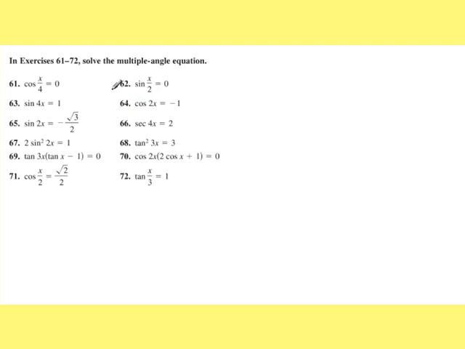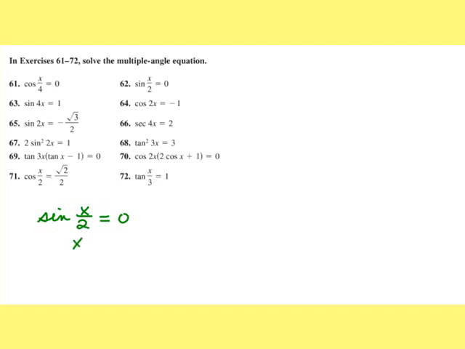Now we want to solve multiple angle equations. So to do this, you're really going to just have to make a little bit of a replacement. So if we want to think about where sine of x over 2 is equal to 0, first think about where sine is 0. Well, sine is 0 at what? At 0 and at pi.